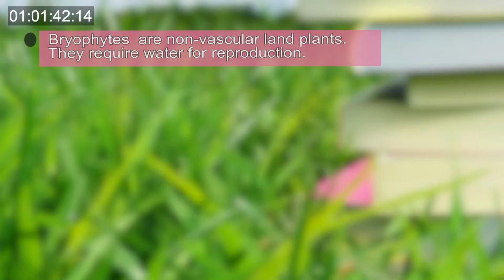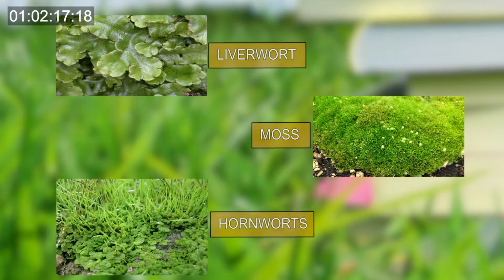Bryophytes are basically non-vascular land plants. They require water for reproduction. Many bryologists have classified the bryophytes into different groups, but according to the most recently accepted classification, under ICBN, which is the International Code for Botanical Nomenclature, the bryophytes have been classified broadly into three separate groups, which are the liverworts, the mosses and the hornworts.